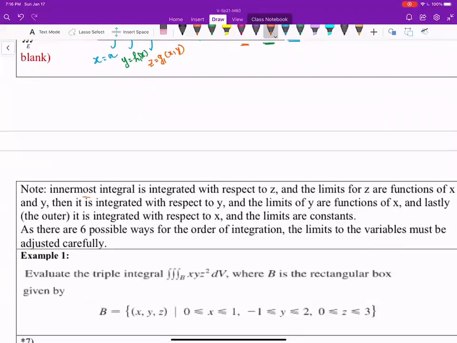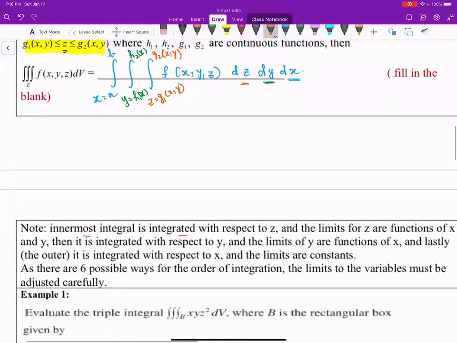Note, the innermost integral is integrated with respect to z, and the limits for z are functions of x and y. Then it is integrated with respect to y, and the limits of y are functions of x. And lastly, the outer is integrated with respect to x, and the limits are constants. As there are 6 possible ways for the order of integration, the limits for the variables must be adjusted carefully.